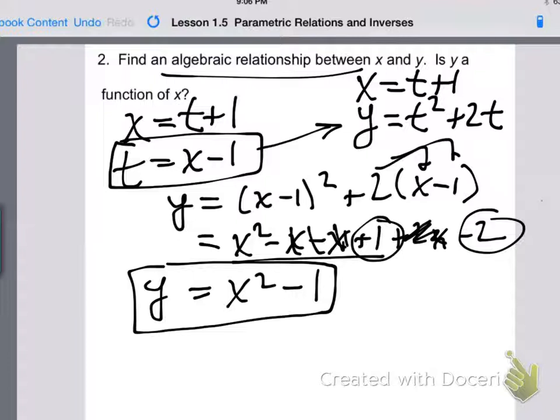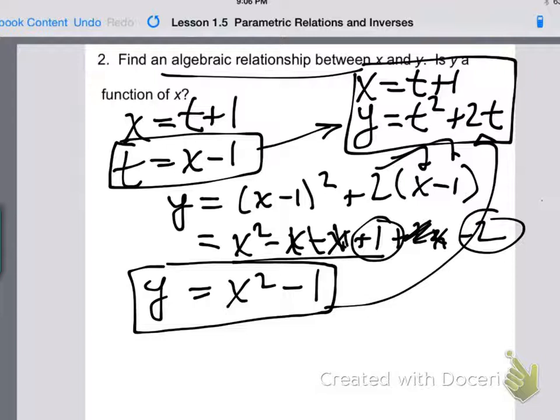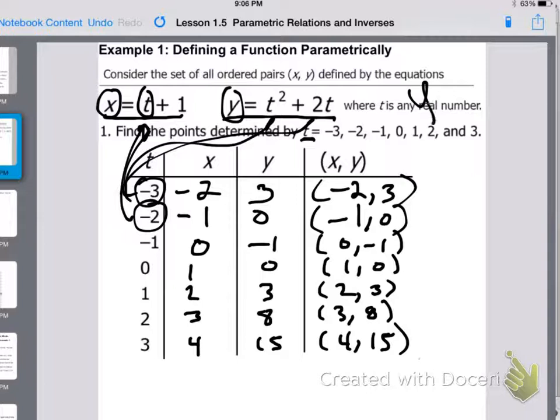This is a function. y is a function of x here, and this shows the algebraic relationship between x and y, and it corresponds to my parametric relation. I can show that by plugging in points. So y equaling, what did I have? x squared minus 1.